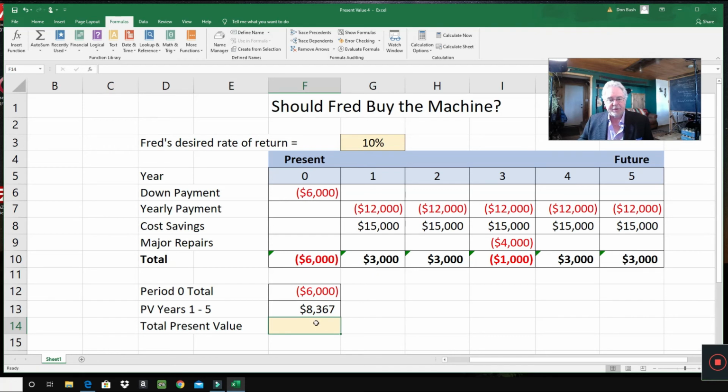So now all we do is get a grand total here. Just total these two up. Here we go, and it comes to 2,367. So what that means is it ended up being a positive number, which is what Fred wants to see. When it ends up being a positive number, that means that Fred is going to make 10% and more. So his rate of return actually is going to be higher than 10%. Now, if this 2,367 ended up being negative, that means he would earn less than 10% on this investment. So things are looking good for Fred here. So we might tell Fred this may be a good idea.